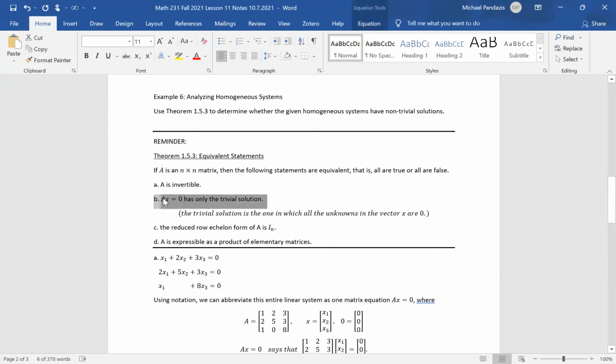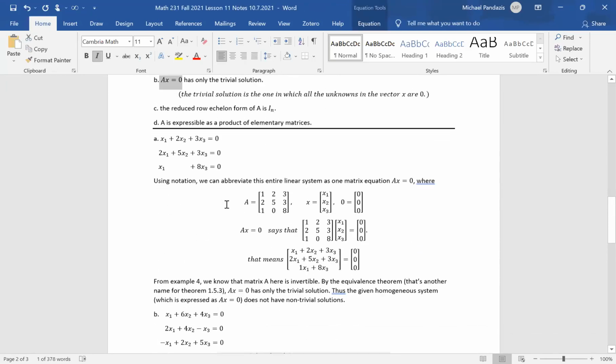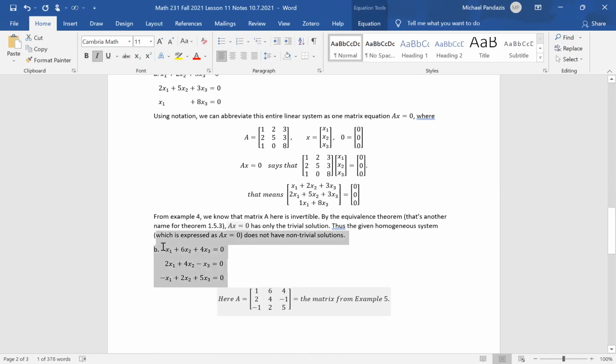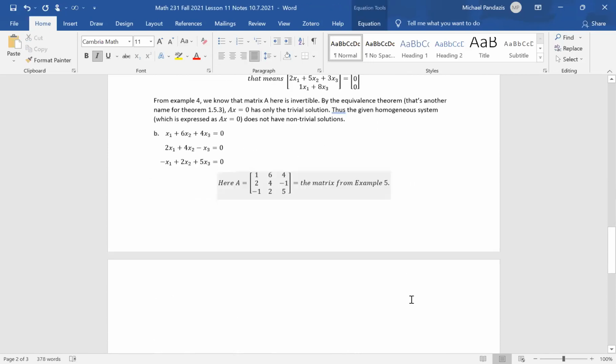So AX equals 0, the matrix equation for this linear system, just the way of expressing it as a matrix equation, does not only have the trivial solution, because saying it does only have the trivial solution is false.